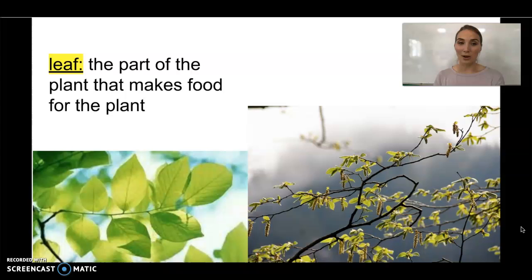The next part of the plant that we are going to look at are the leaves. The leaves are the parts of the plant that make food for the plant. We know that a plant needs sunlight. The leaves take in the sunlight and use it to make food.